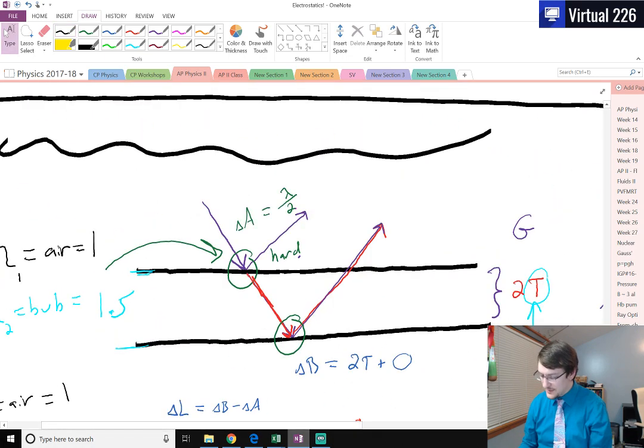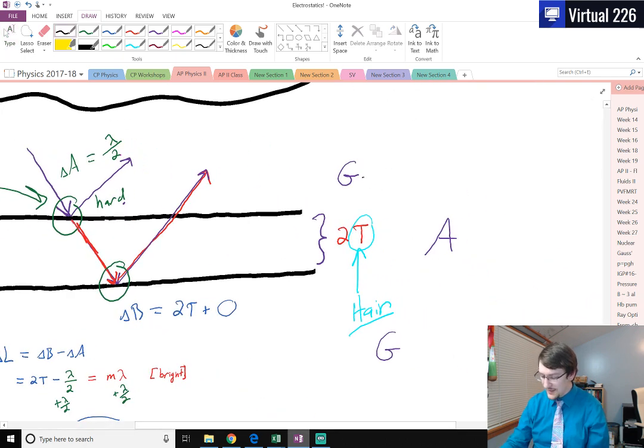For the hair, it's a similar idea, but you're going from glass to air to glass. This is an index of like 1.3 to 1 to 1.3.